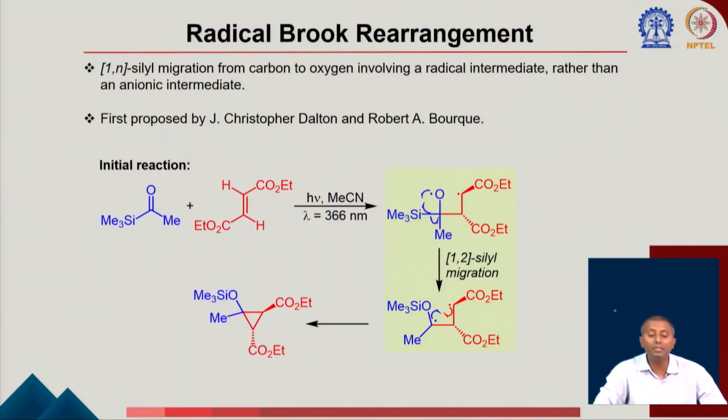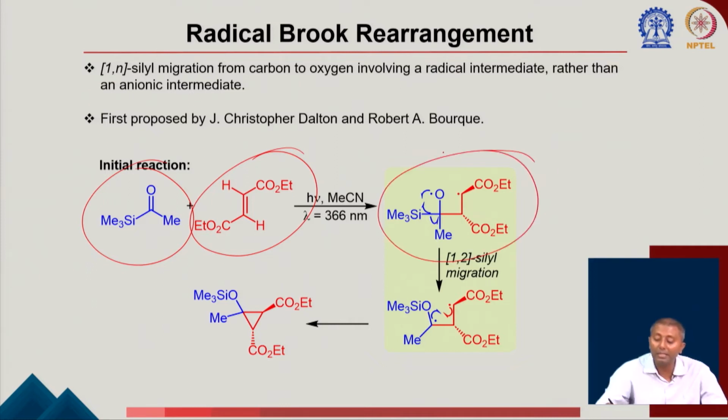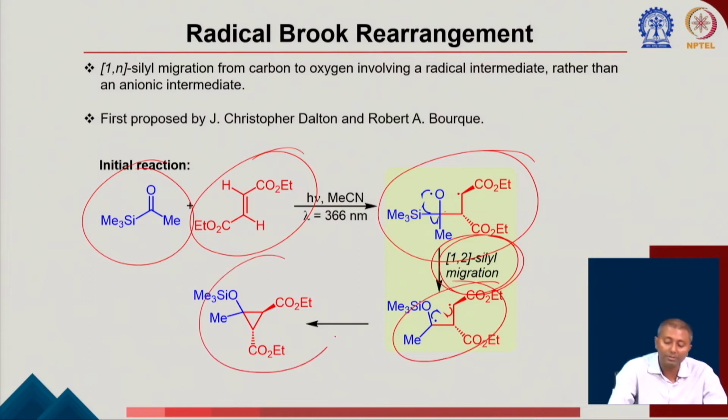There is a radical Brook rearrangement. So you can see, as I was mentioning, this acylsilane species: if you generate the radical from the acylsilane under h nu, then that radical can add to these alpha, beta unsaturated compounds. Once the radical adds here, this generates a radical next to the ester, and you have an oxygen radical here. Now once you have the oxygen radical, it can participate in a 1,2 migration. It can interact with the silicon, then cleavage of this carbon-silicon bond generates a radical. Both radicals can recombine to form the corresponding cyclopropane.